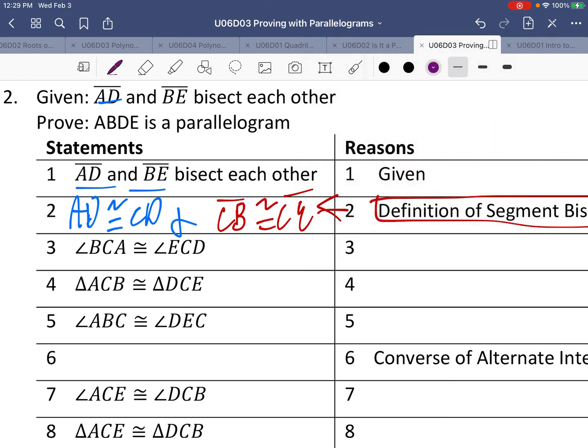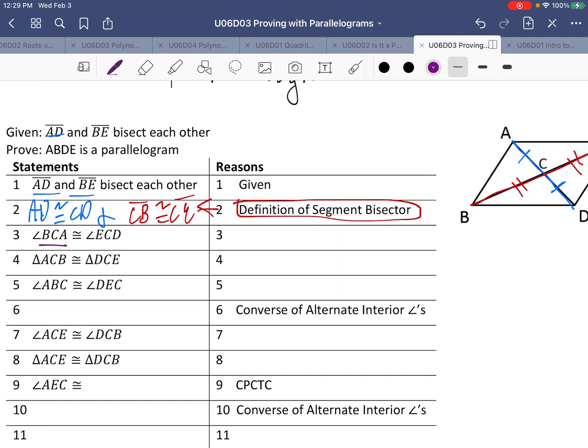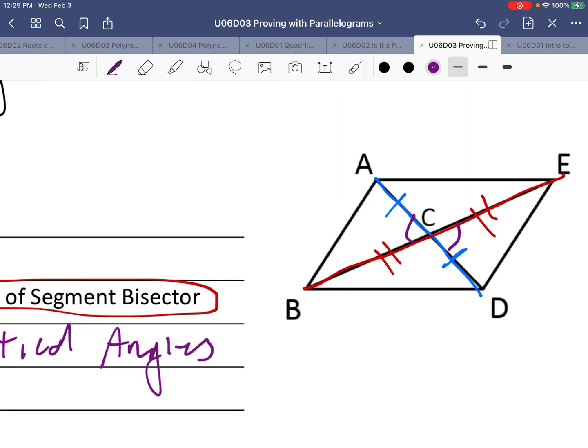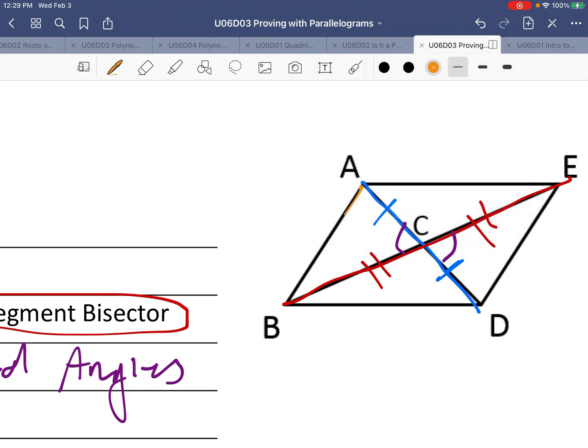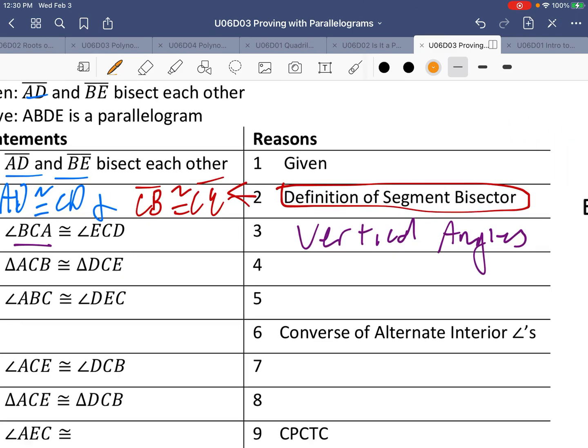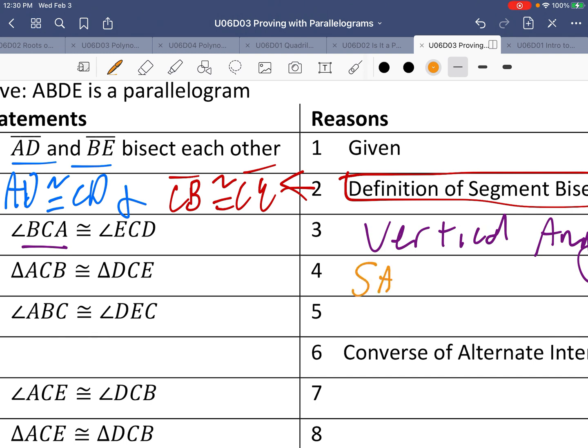Next, they tell us that angle BCA, which if we look at the diagram closely is over here, is congruent to ECD, which is over here. Why are those congruent? They are vertical angles. Now, if you look closely, these two triangles have several parts that are congruent. So we should be able to say that the two triangles are congruent for a particular reason. What triangle congruence criteria would prove that these two triangles are congruent that we have established here based purely on the two diagonals bisecting each other? You should have said SAS.